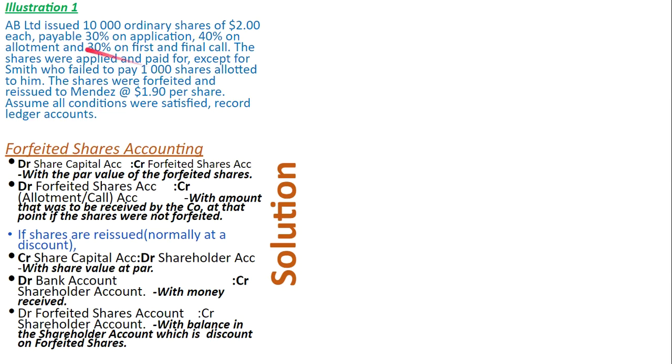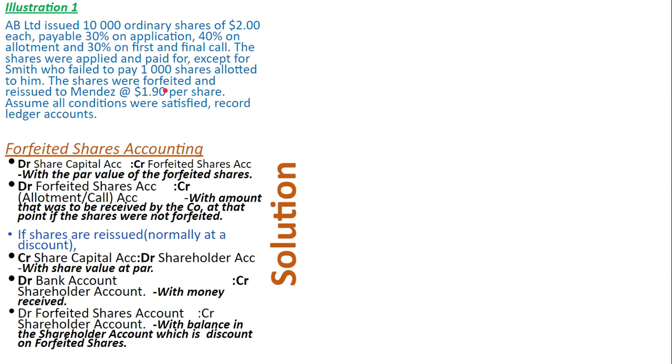So on allotment, we need to take away this 1,000 on whatever the company received from allotment monies. We will say 10,000 less 1,000 to give us $9,000. The 9,000 is what the company received on allotment. We are also told that the shares were later reissued to Mendes at $1.90. Therefore, the company received 1,000 multiplied by $1.90 from Mendes.